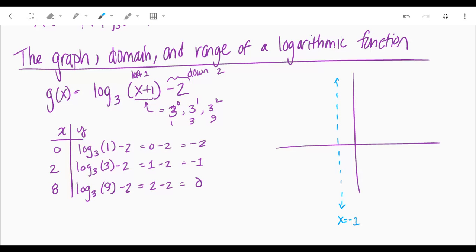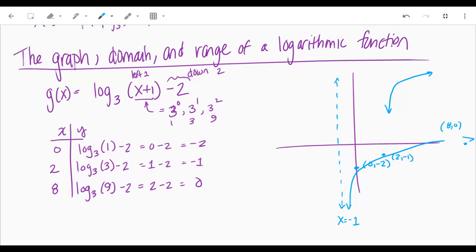And then our points are x equals 0, y is -2. X is 2. Oops, I'm going to run out of room here. Y is -1. And then x is 8, so it'll be way over to the right, 0. Okay, so this, oops, I totally missed that point there. But it should have this shape to it. Okay. So there's your graph. One thing that we have not talked about yet is the domain and the range.